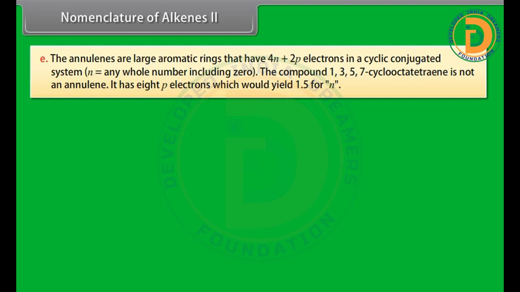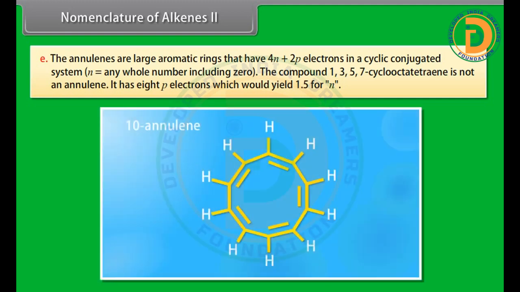The compound 1,3,5,7-cyclooctatetraene is not an annulene. It has 8 pi electrons, which would yield 1.5 for n. Structure of 10-annulene. Structure of benzene.